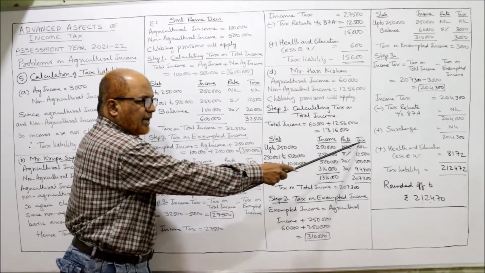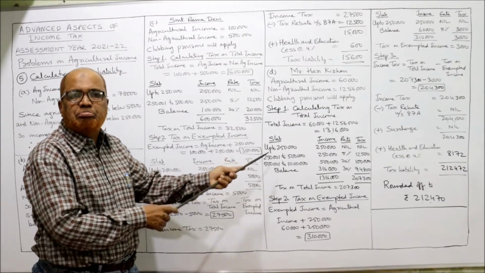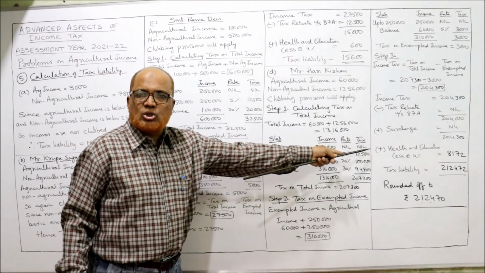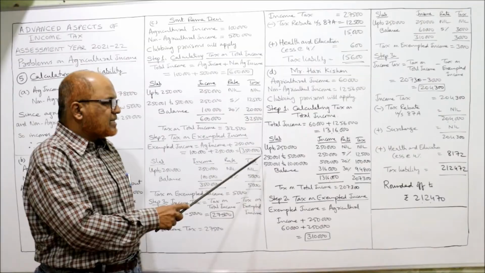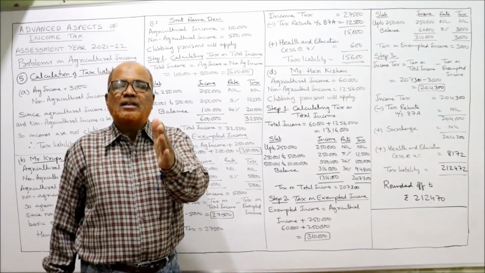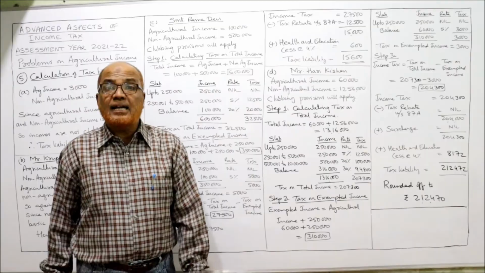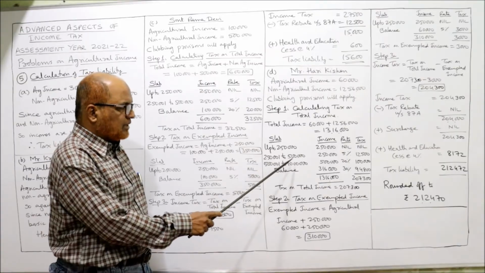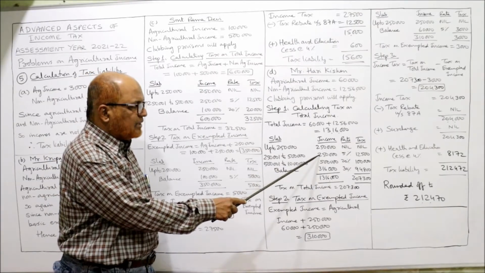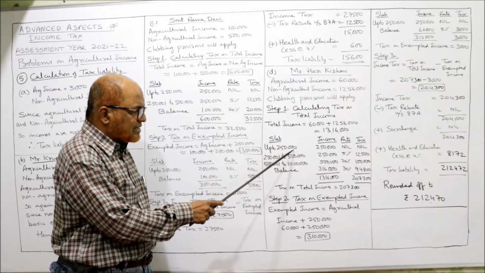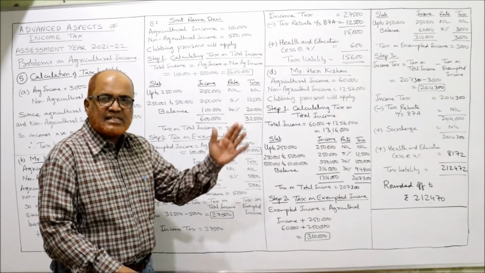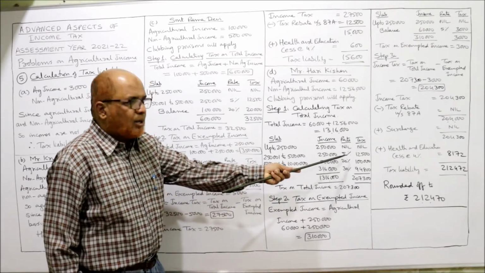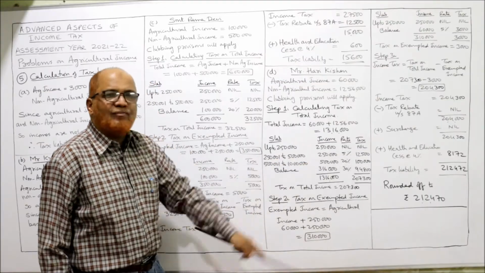Slab, income, rate, tax. The first slab is up to 2,50,000: no rate of tax, no amount of tax. Then the second slab goes from 2,50,001 to 5 lakh. The amount is 2,50,000, because from 5 lakh we deduct the first slab 2,50,000. On 2,50,000 the rate is 5%. So 5% of 2,50,000 is 12,500.